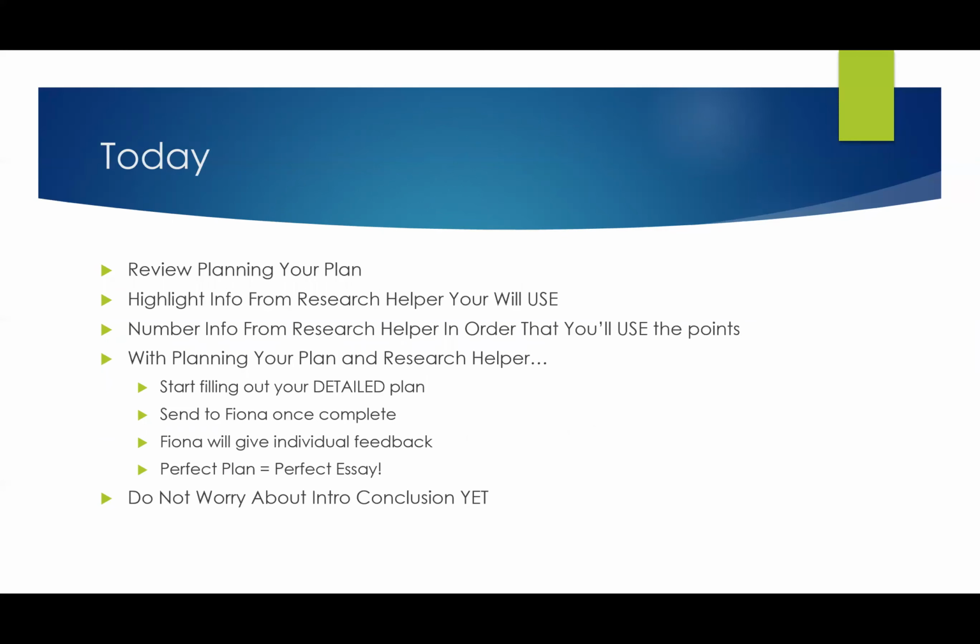So what you're going to be doing for the rest of today is reviewing your plan. Highlight the information from your research helper that you will use. Number the information from your research helper in the order that you'll use it. So number 1 will be paragraph 1, number 2 will be paragraph 2. With your planning and the research helper, start filling out your detailed plan. Send this to Fiona once you've completed it, and as usual, I will give you some individual detailed feedback to really make sure that you're doing an excellent plan.